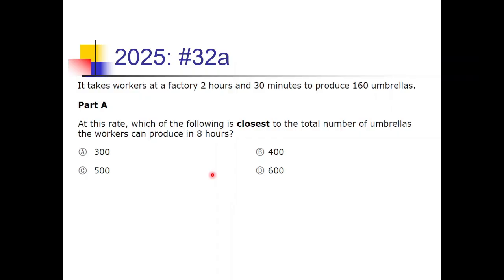For this multi-part problem, we're told that it takes workers at a factory 2 hours and 30 minutes to produce 160 umbrellas. For part A, they want to know at this rate what's the closest to the total number of umbrellas the workers can produce in 8 hours.